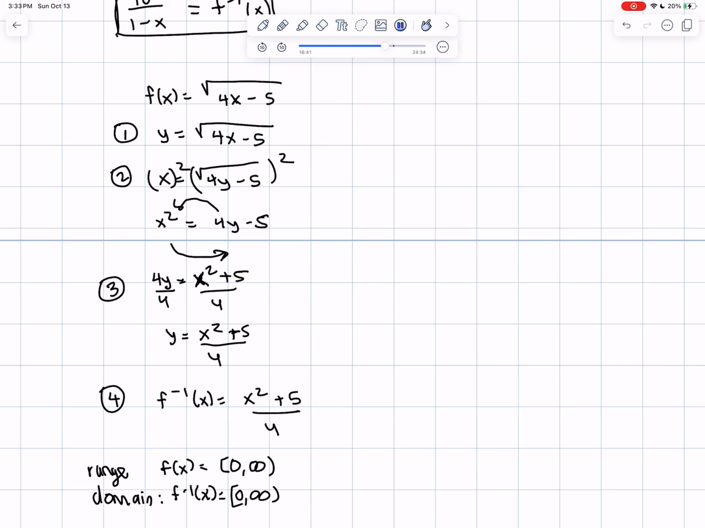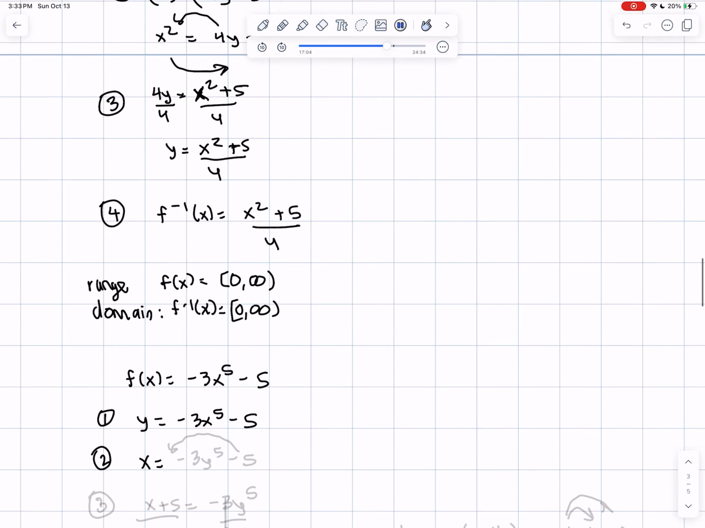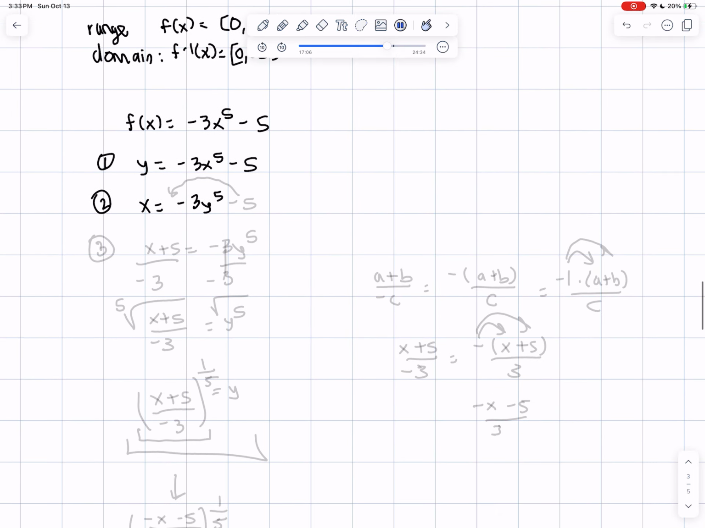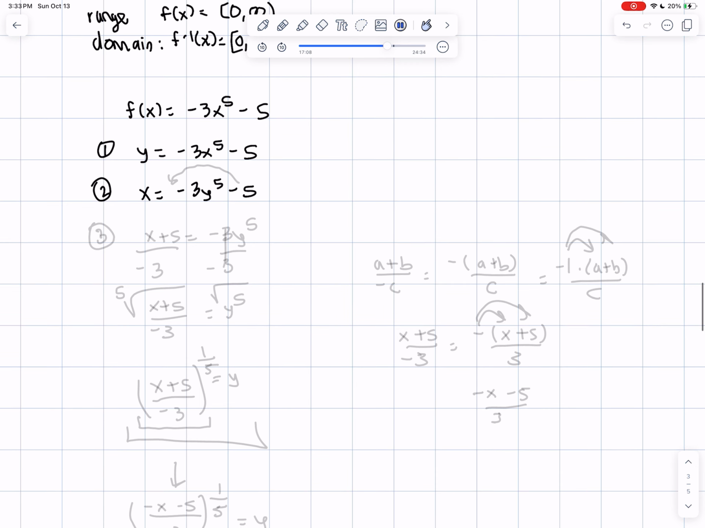Let's try this one. So f of x equals negative 3x to the 5th minus 5. So again, we did step 1, exchange f of x with y. And then the next step is we exchange x and y. So x goes here. Well, now what do we do?